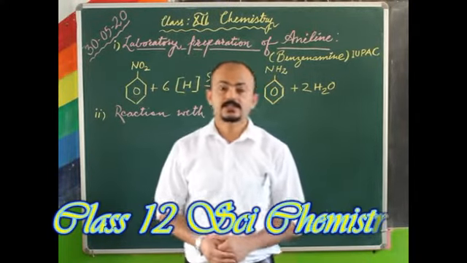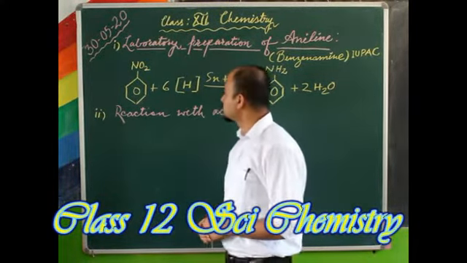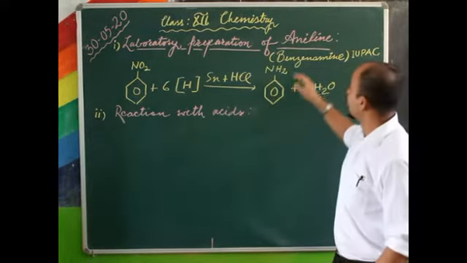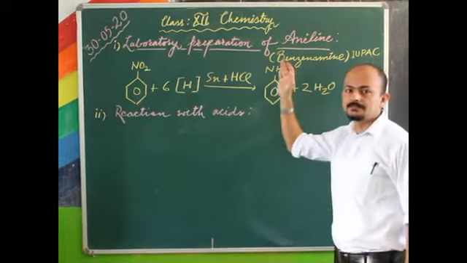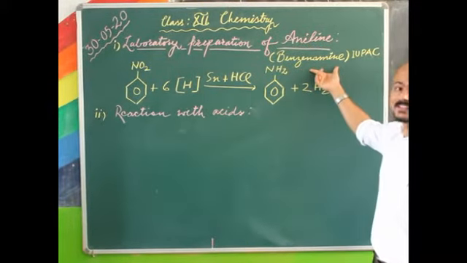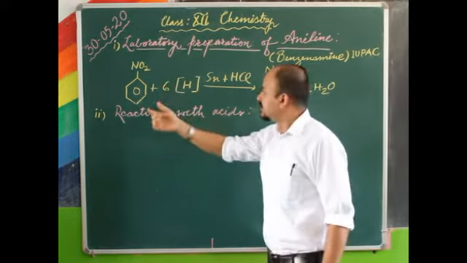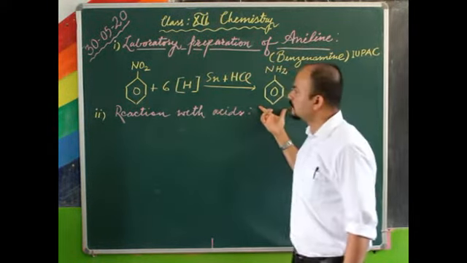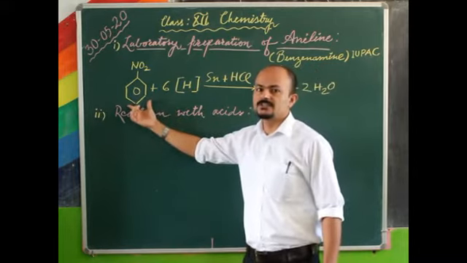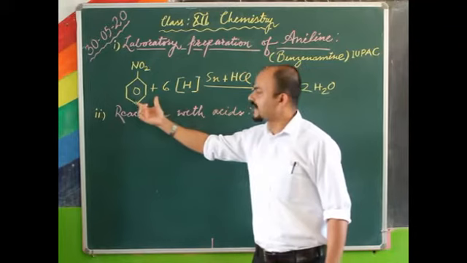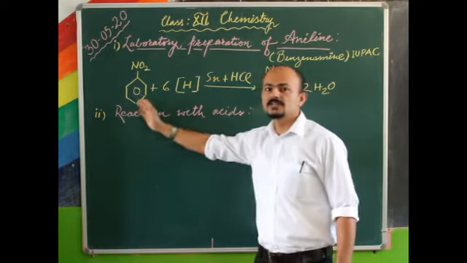Welcome back, dear students. Today's topic for discussion is laboratory preparation of aniline. Aniline is the common name. Its IUPAC name is benzene amine. So in the lab, aniline can be obtained from nitrobenzene. You can see this aniline being obtained from nitrobenzene, but it has to be reduced.